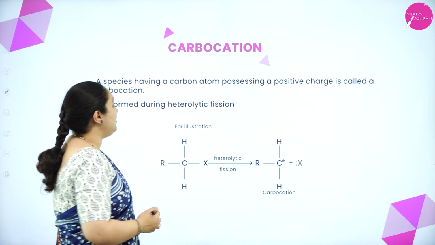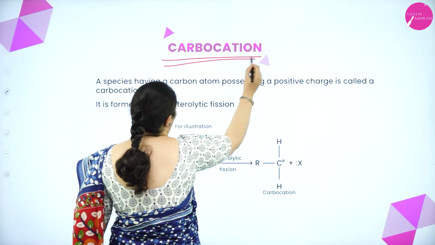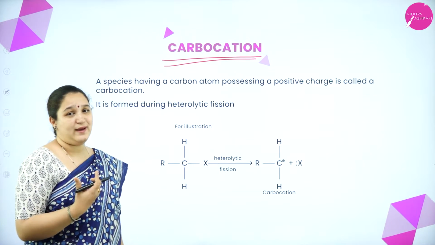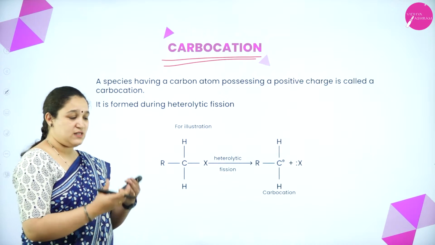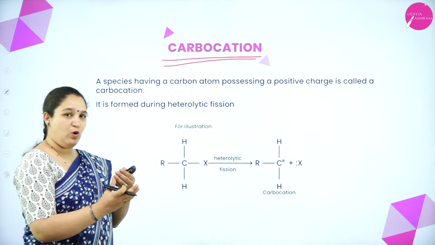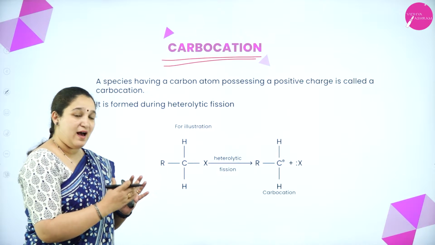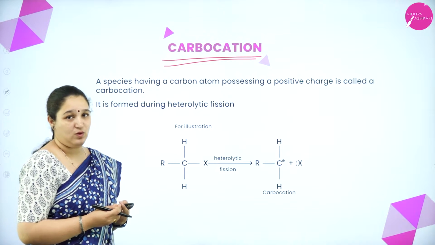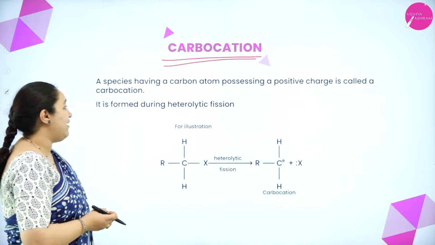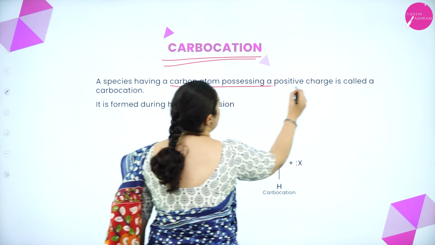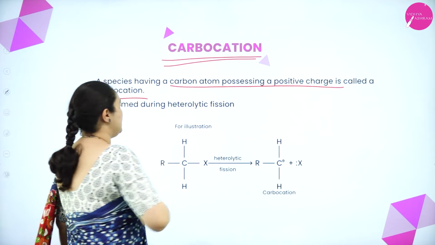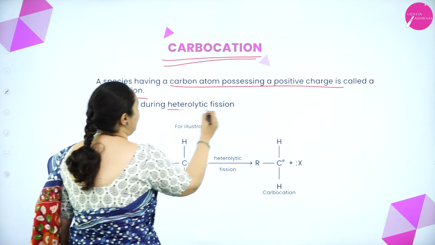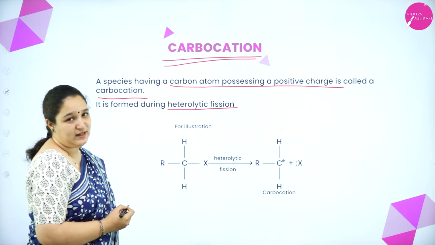Next, what is a carbocation? We need to know. The word itself tells us: cation, and carbo of carbon. So a carbon having a positive charge, we call a carbocation. A species having a carbon atom possessing a positive charge is called a carbocation, and this is formed due to heterolytic fission or heterolytic cleavage.